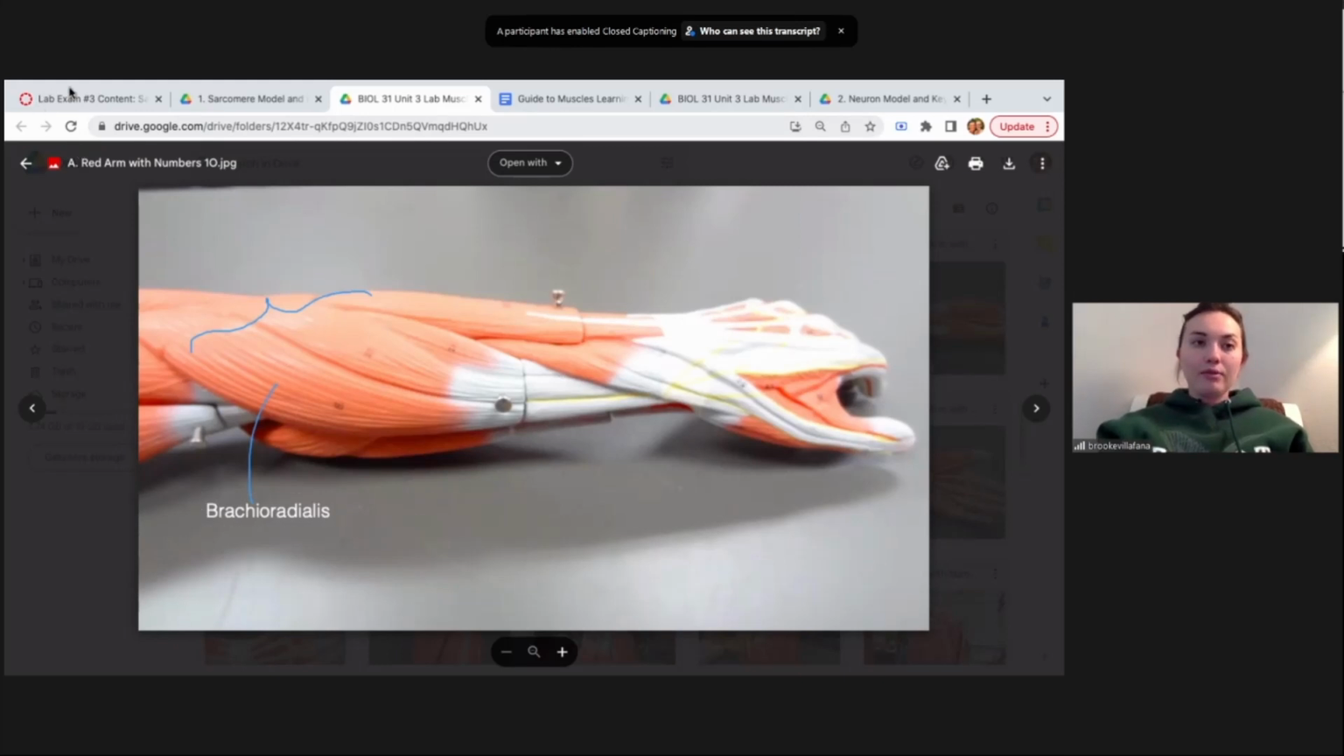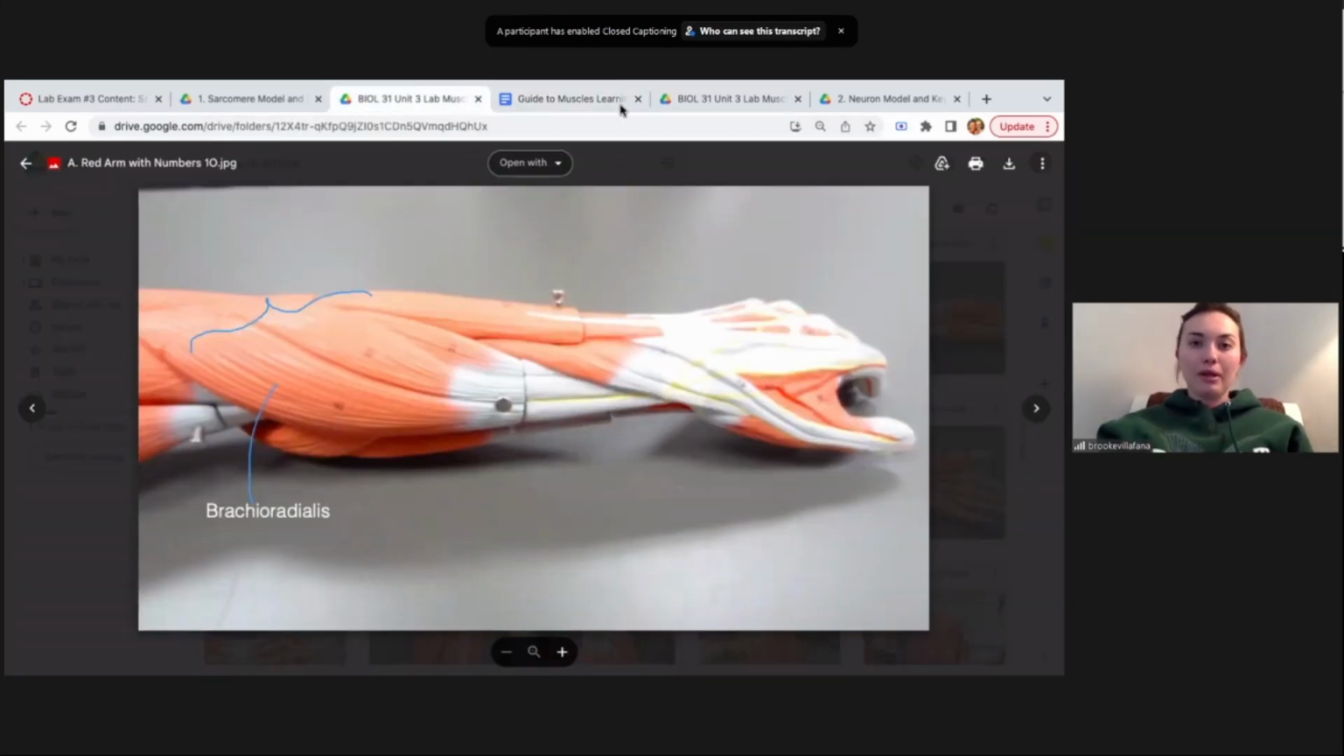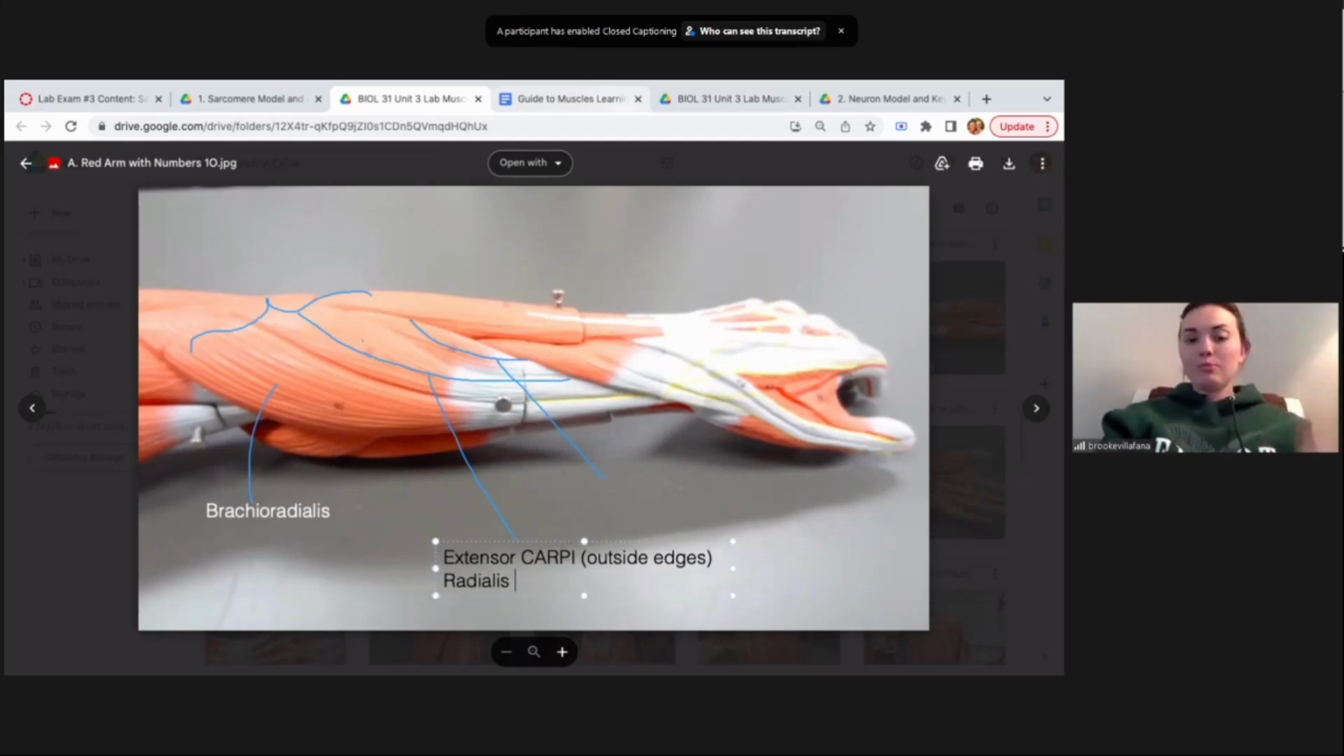And then we have 20 and 21, which are your extensor carpi radialis longus and extensor carpi radialis brevis. So again, this muscle here and this muscle here are your peripheral muscles. Remember how I said that if it's on the periphery or the outside, we name it by its action. And then carpi, these are on the outside edges. This is not a good color of font, let's do black. And then this one is radialis because it's by the radius bone, and it's the extensor carpi radialis longus.